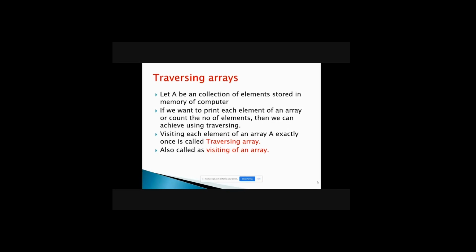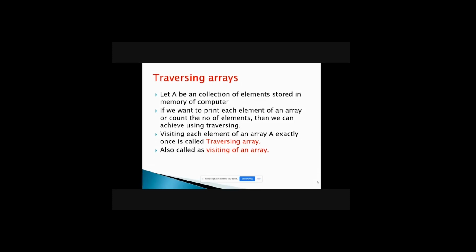Okay. So what is basically traversing an array? Assume you have an A, which is a collection of elements stored in your computer. So basically A is nothing but an array here. Now I want to print all the elements in an array, or I want to count how many elements are there in the array. So how do we do this? We can achieve this by using a process called traversing. Traversing is basically a process of visiting each element of an array A exactly once.